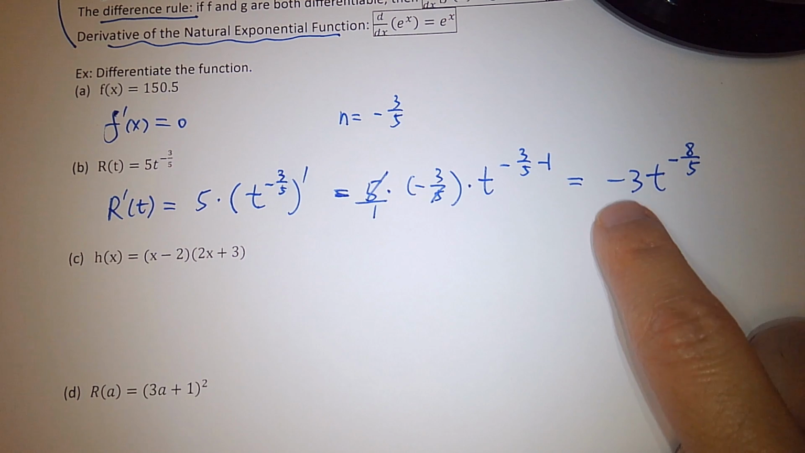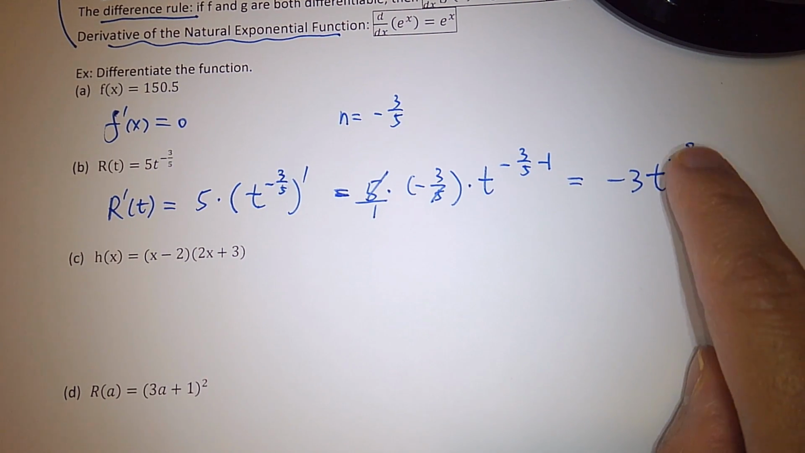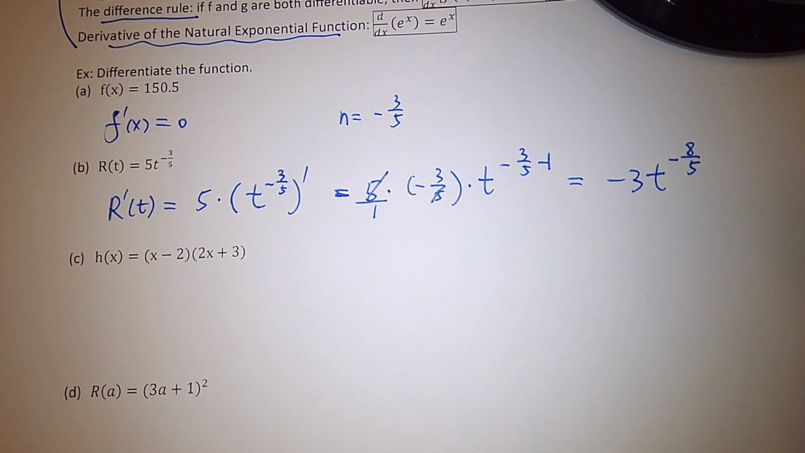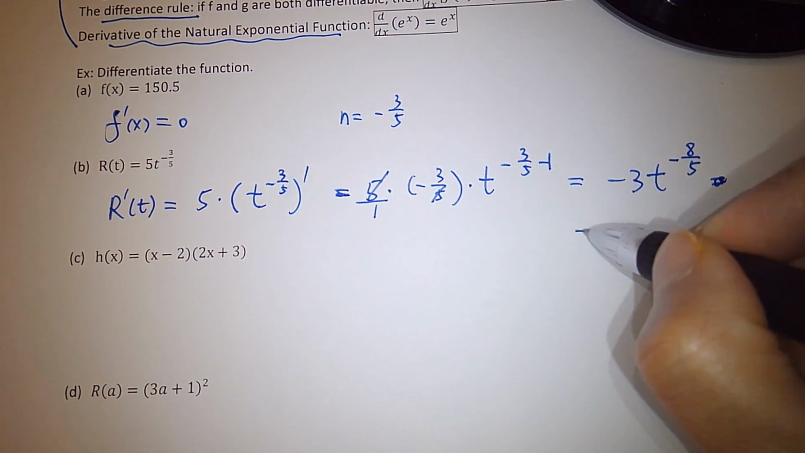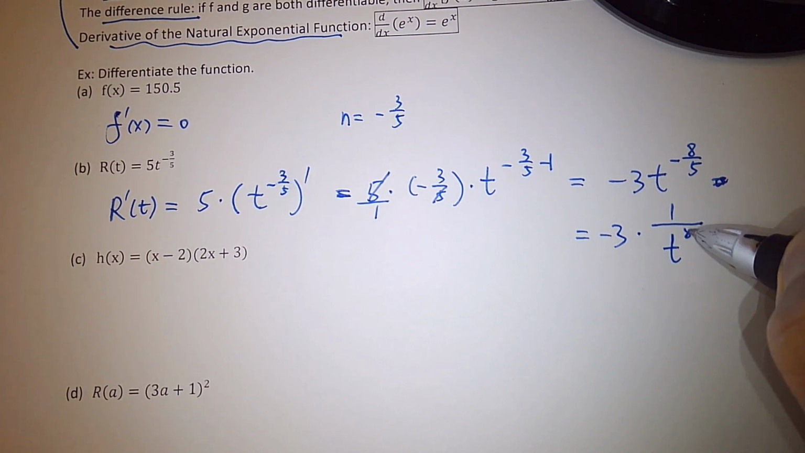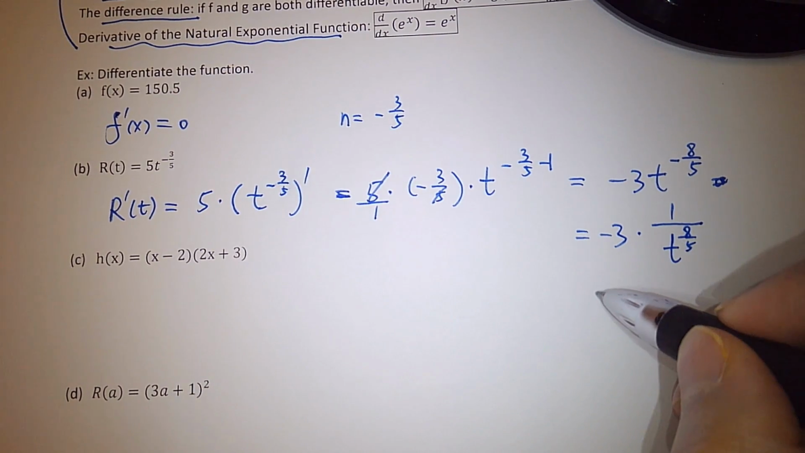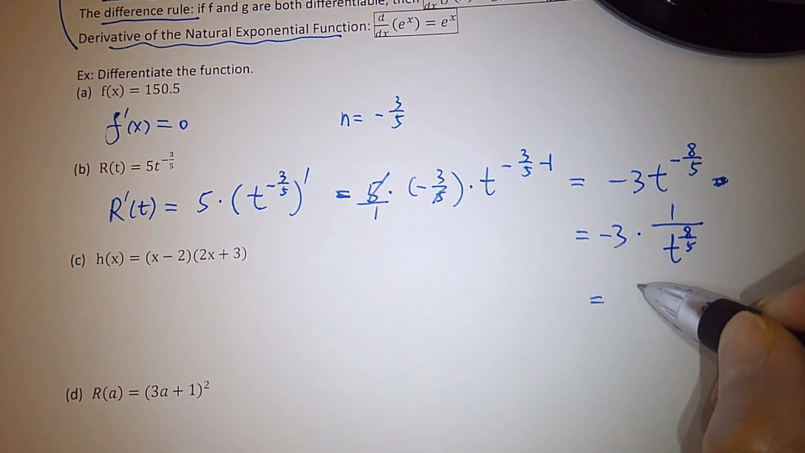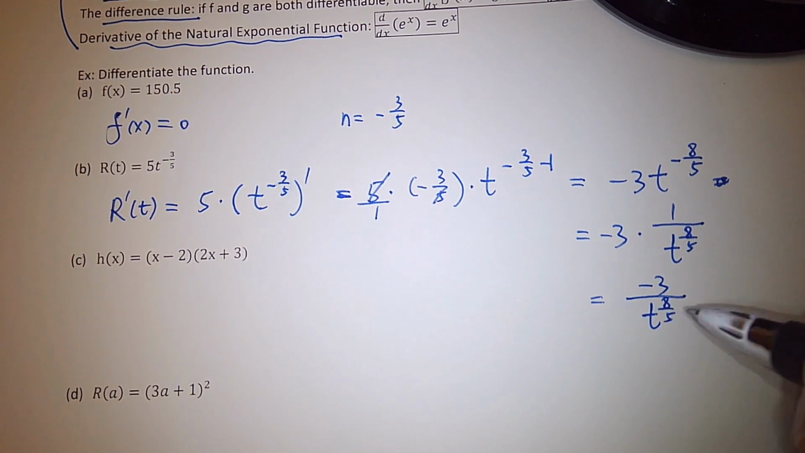Some of you prefer to rewrite it because this result has a negative exponent. Do you know how to rewrite this answer into a result with no negative exponent? Yes, it's going to be negative 3 times 1 over t to the 8 over 5. So that's going to be negative 3 over t to the 8 over 5.